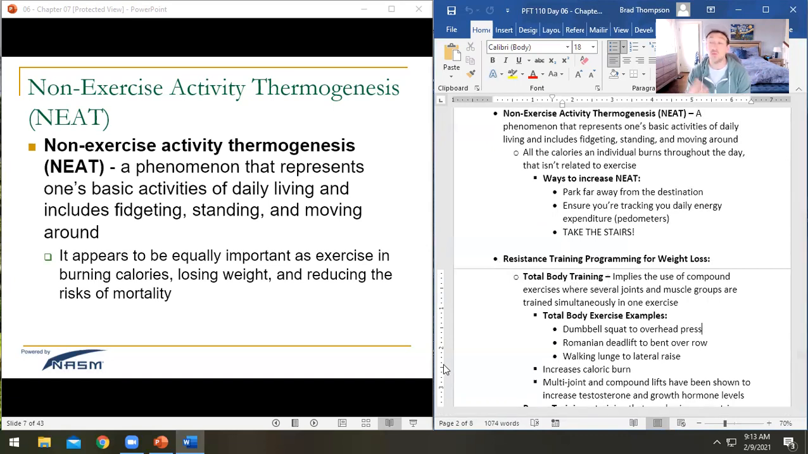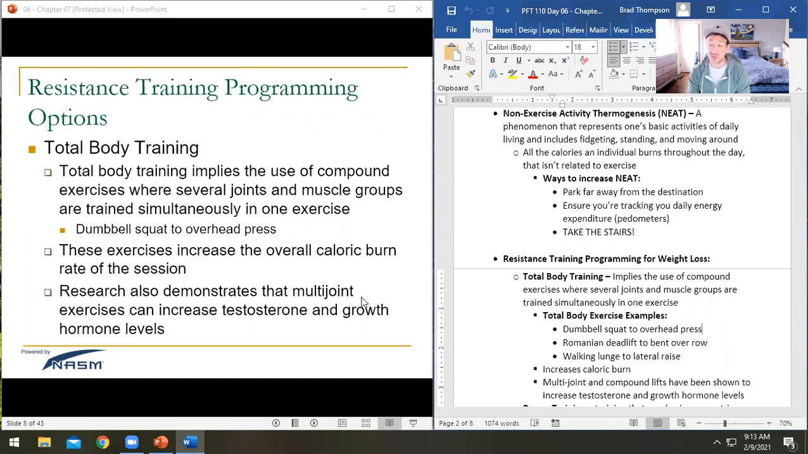So we're starting to see that it may be, and I love the sentence right here, it appears to be equally important as exercise when it comes to burning calories and succeeding in your weight loss goals. Maybe it has less to do with the gym. Maybe it has more to do with our overall lifestyle choices, right?